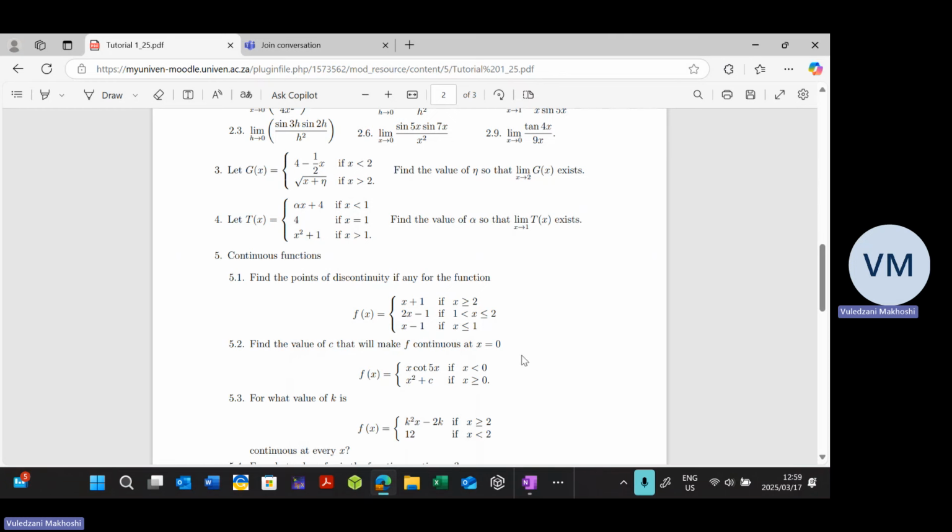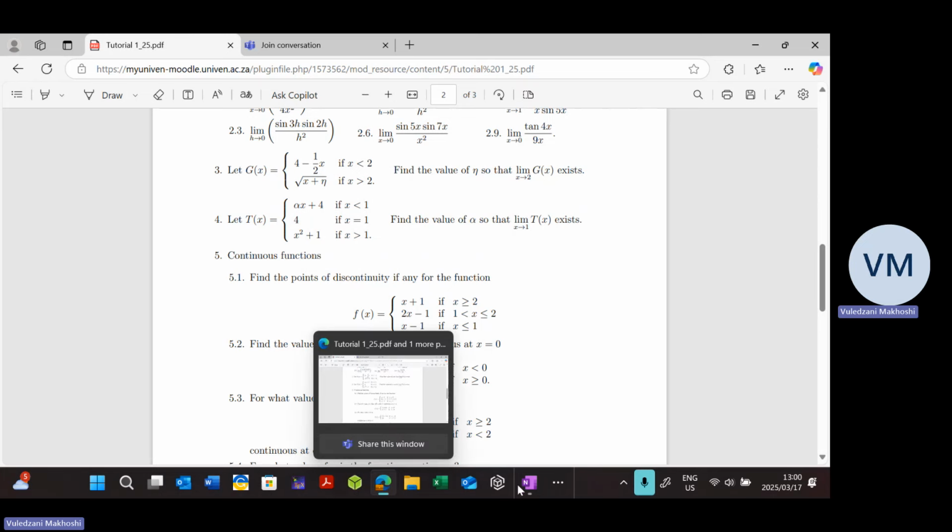Then 5.2, we are looking for the value of c such that this function is continuous throughout. We are given x less than 0, we have that. x greater or equal to 0, we have that one. So we are looking for the value of c that will make this function continuous at, say, x equal to 0. Let us look at it quickly.